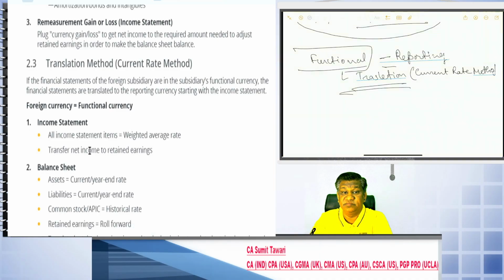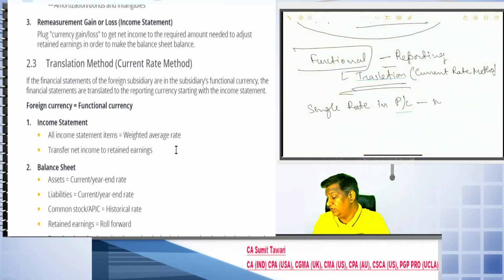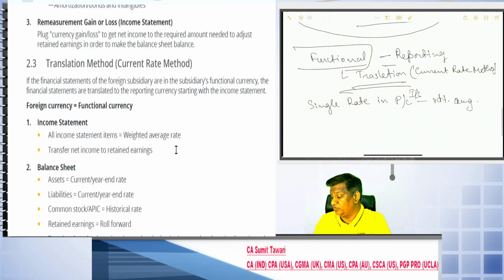So all income statement items are at the weighted average rate, including those related to non-monetary items. So there is a single rate in the P&L, which is the weighted average. So there is no need for any difference to be recognized in the P&L or income statement. You need to keep that in mind.